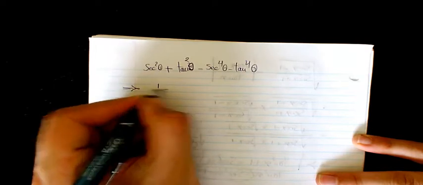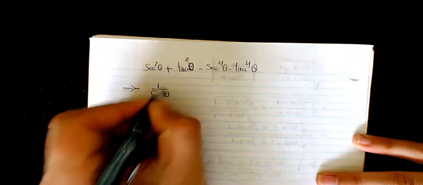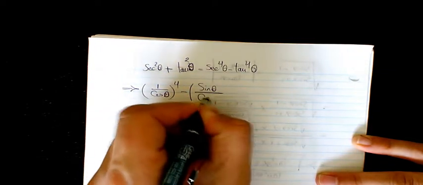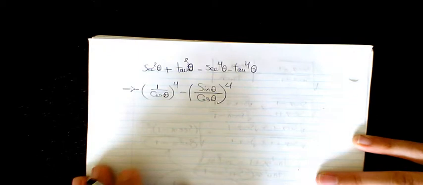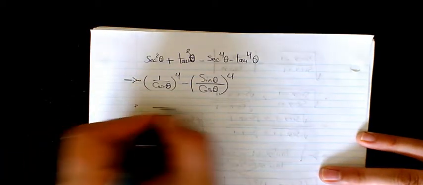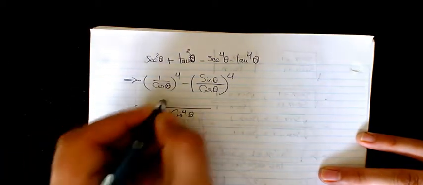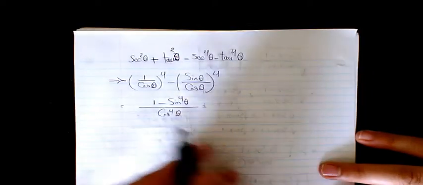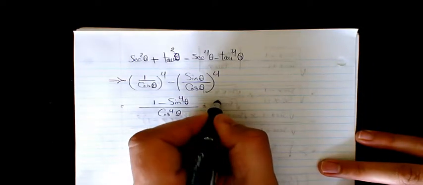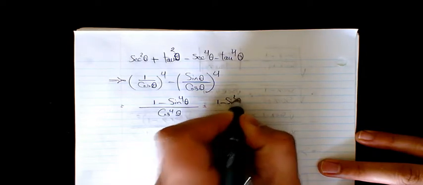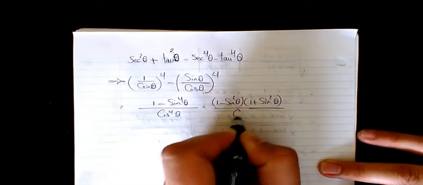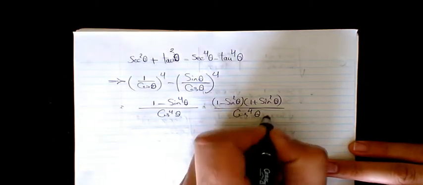So I have secant to the power of 4, which will be 1 over cosine to the power of 4, minus sine theta divided by cosine theta to the power of 4. So I will have cosine to the power of 4, and here I have 1 minus sine to the power of 4 theta. Then this one I can write: 1 minus sine to the power of 4 will be 1 minus sine squared theta times 1 plus sine squared theta, divided by cosine to the power of 4 theta.